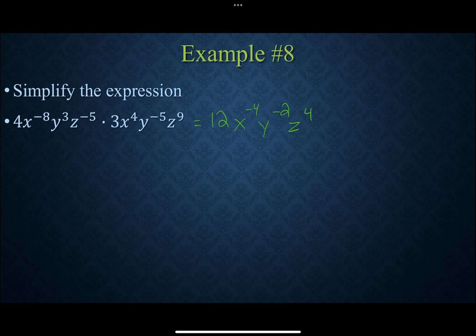So the final answer would then leave the 12 and the z to the 4th where it is, but then move x and y to the denominator as now positive exponents. Again, anything that's a positive exponent to begin with, which the 12 and the z certainly qualify as, stays in its location in the numerator, whereas the negative exponents move to the denominator because they are essentially in the numerator. This is like one big fraction over 1.